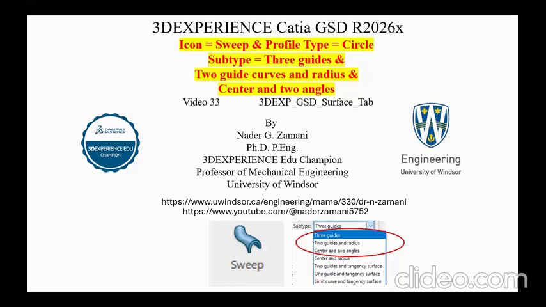This is video tutorial number 33 for the 3D Experience CATIA generative shape design application. This particular video is going to go into the playlist that is associated with the Surface tab for GSD in 3D Experience. The particular icon under consideration is still sweep, and the profile type is circle.